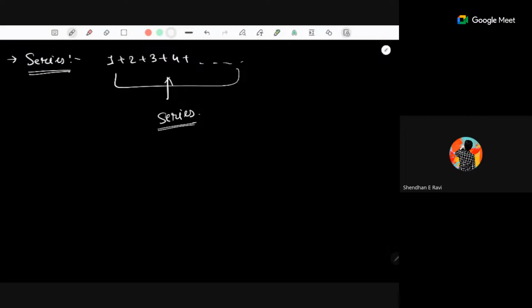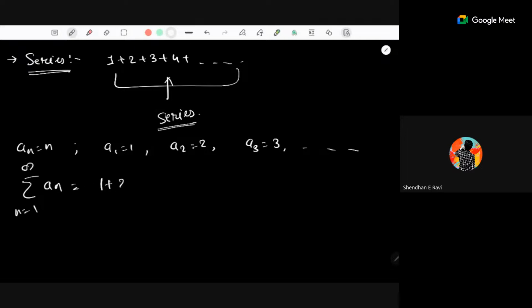We can also consider those infinitely many terms in terms of sequences. So I'll say that I have a sequence a_n equals n. That means a1 is equal to 1, a2 is equal to 2, a3 is equal to 3, and so on. And I'm summing infinitely many terms of this sequence in this particular order. That means the summation of a_n when n is ranging from 1 to infinity is nothing but 1 plus 2 plus 3 plus 4 plus and so on. So a series is the sum of terms of a sequence also. You can say that a series is the sum of infinitely many terms, but we can use those infinitely many terms to define a sequence. So ultimately a series is nothing but the sum of terms of a sequence.